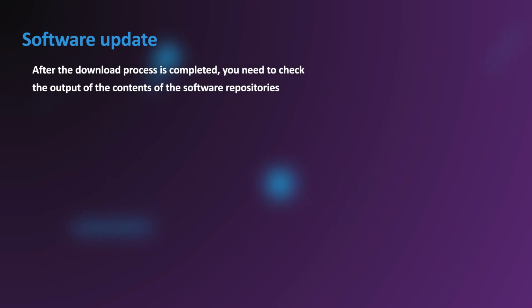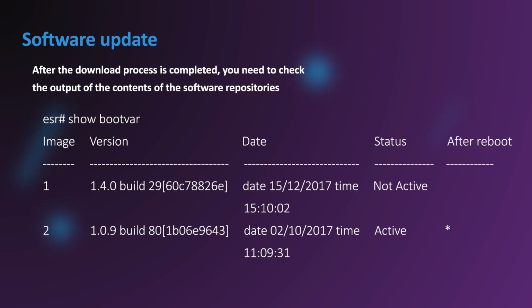ESR routers have 2 partitions for storing software images. You can view the contents of these sections using the show bootwa command. The output of this command contains information about software versions in each section, the date of creation of this image, and the current status of this image. The active status means that the image is currently being used by the router. The not active status indicates that the image is not in use.